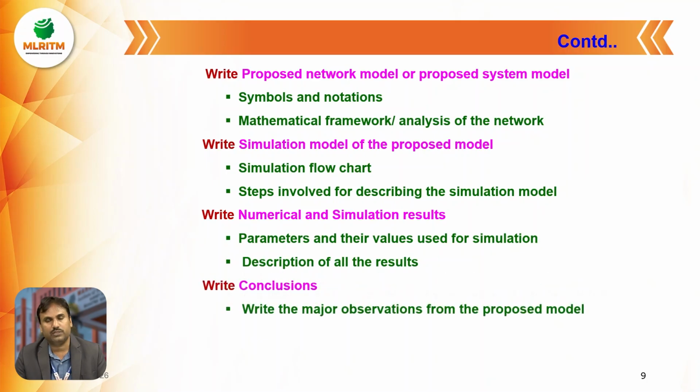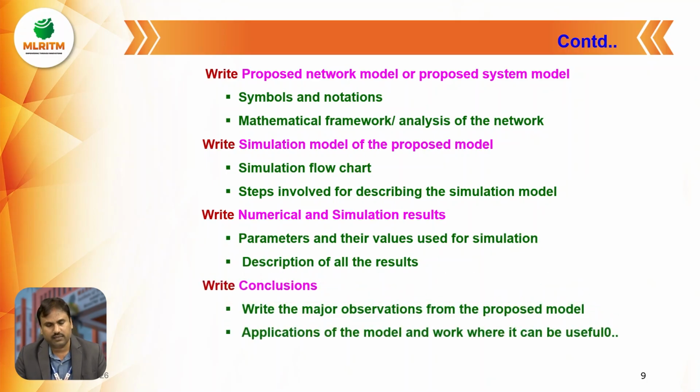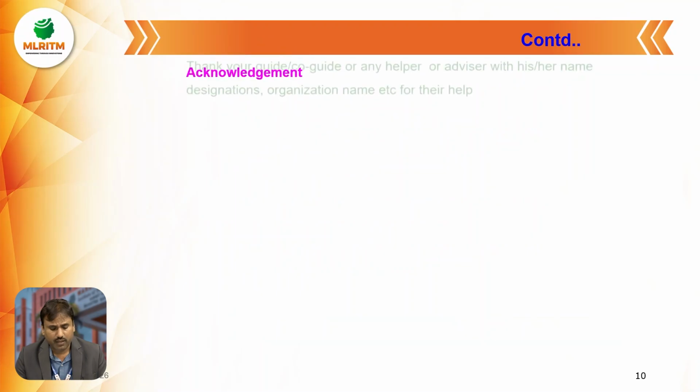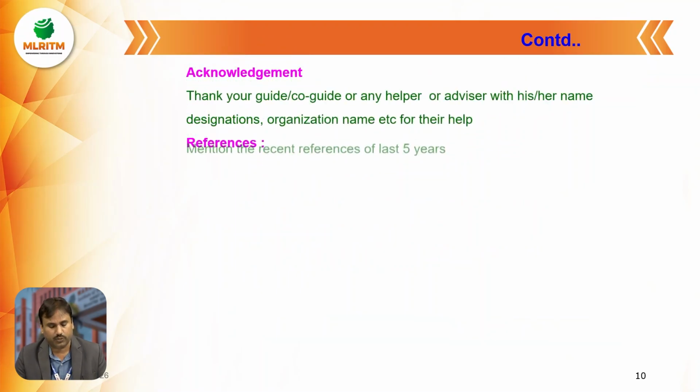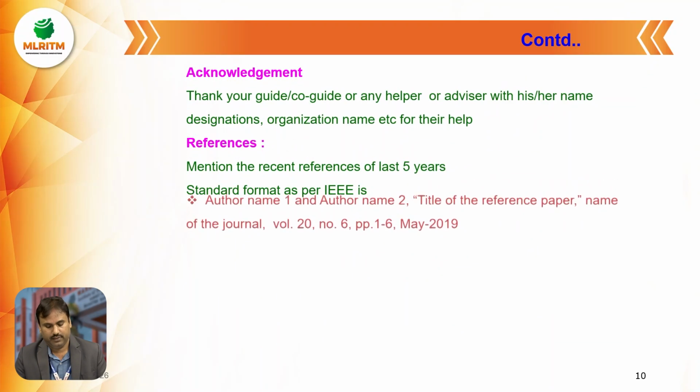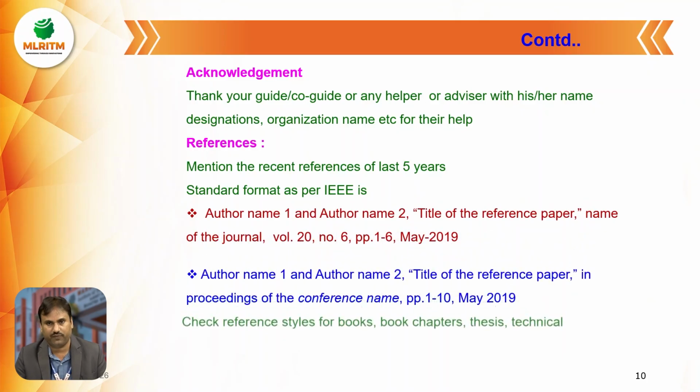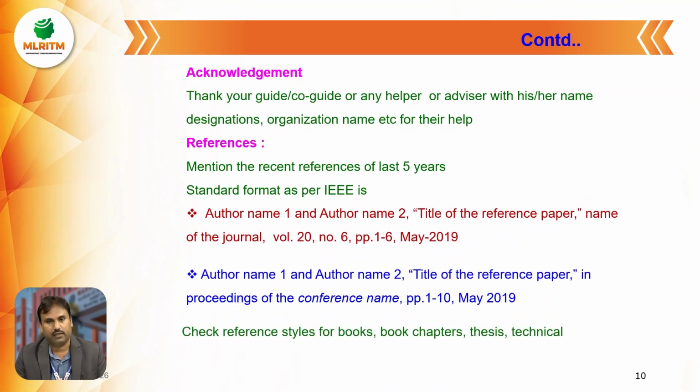And finally the conclusion, that is the fifth section. Write the major observations, as I told earlier. Of your model, what are the observations, what are the applications; you can also write one paragraph in the conclusion section. After that, acknowledgement. You must thank your guide, and you must thank your organization for the facilities and resources. Also you need to write references. Here I am showing you IEEE format.